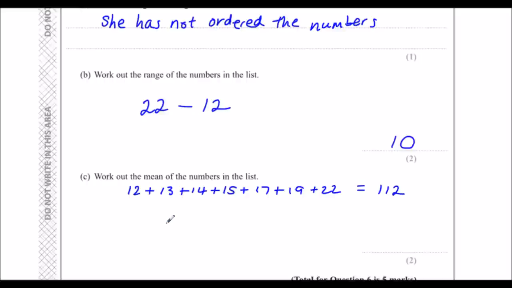And then we're going to divide by how many there are. And there are 1, 2, 3, 4, 5, 6, 7. So divide by 7. And we should get an answer of 16.